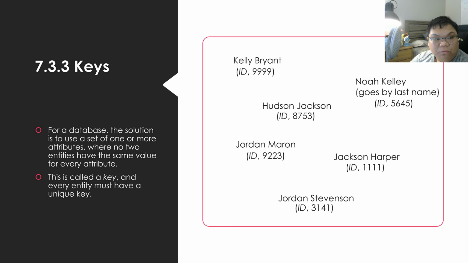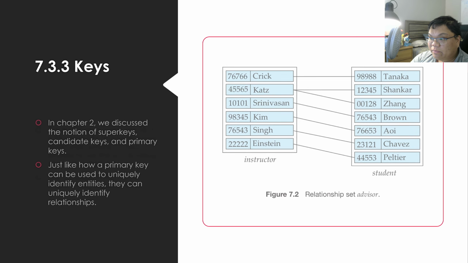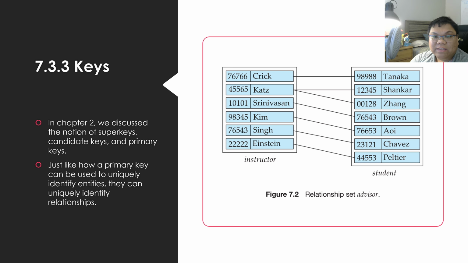The point is, we need a key, and every entity must have a unique key. Or rather, I should say, every entity in an entity set must have unique values for that key, such that no two entities have the same exact values for every attribute. We talked about this in Chapter 2, and my apologies, I never made a video for Chapter 2. I might have to make that sometime if I can. But basically, in Chapter 2, we talked about the notion of superkeys, candidate keys, and primary keys.